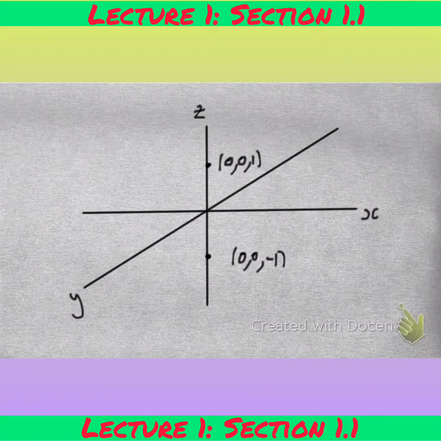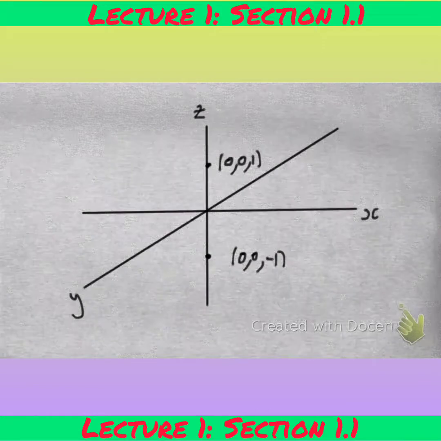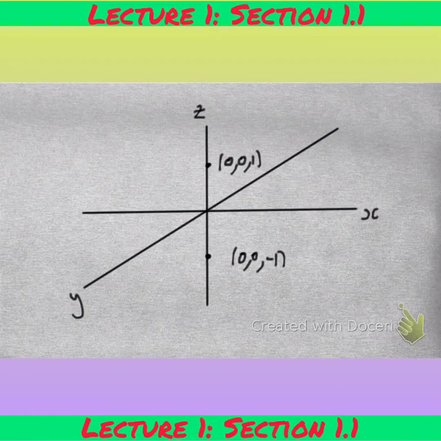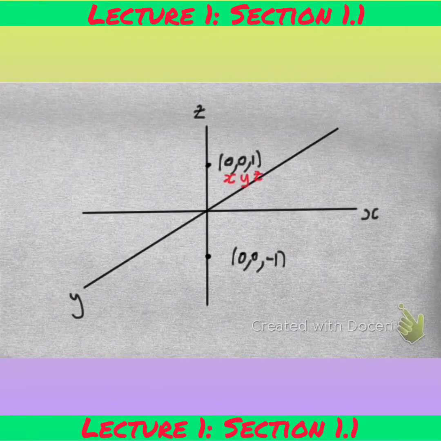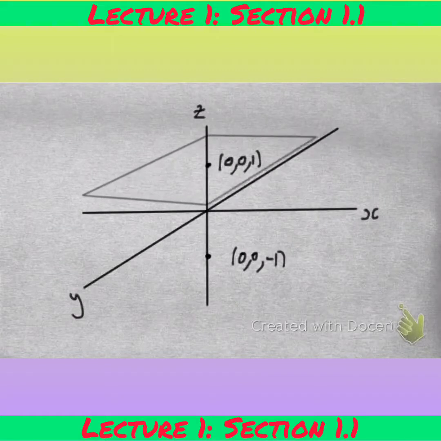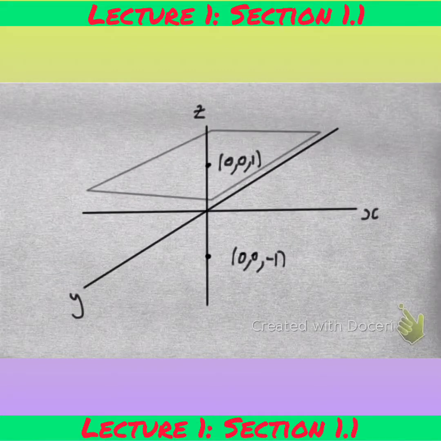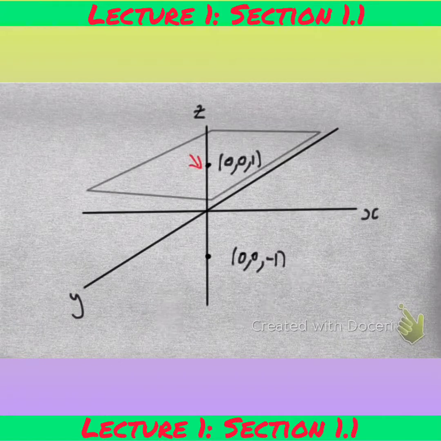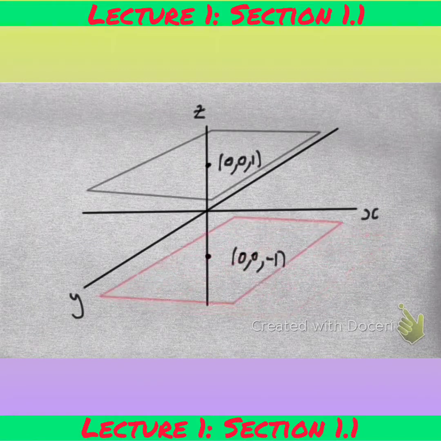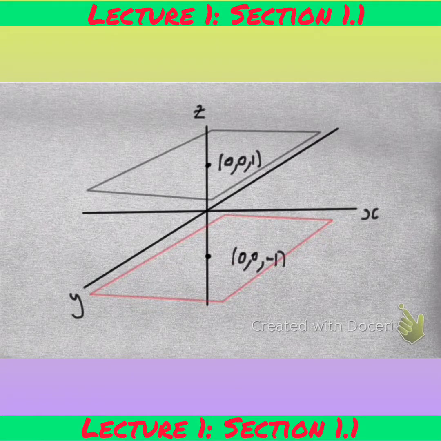we've got the point 0, 0, 1 and the point 0, 0, minus 1. So remember that this is the coordinate system with x the first value, y the second value, and z the third value. And if we look at the plane z equals 1, it is the plane that goes through that point there. And if we look at the plane z equals minus 1, it is the plane that goes through that point there.